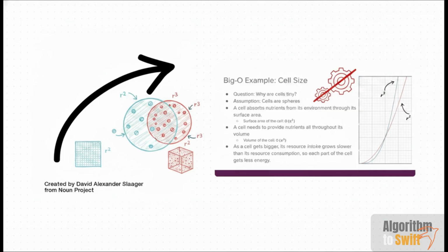It absorbs nutrients from its environment through its surface area, which grows at a quadratic rate, big O of r squared. But here's the catch. The cell has to feed those nutrients to its entire internal volume, and volume grows at a cubic rate, big O of r cubed. So as the cell expands, that r-cubed resource consumption just completely blows past the r-squared resource intake. The inputs literally cannot scale fast enough to support the internal operations, and the cell starves. This is a physical bottleneck, and guess what? It's exactly what happens when your software algorithms have mismatched growth rates.